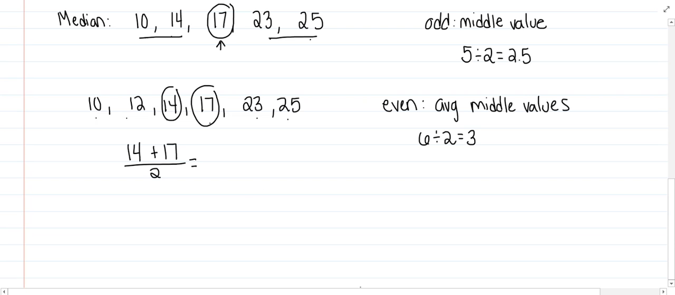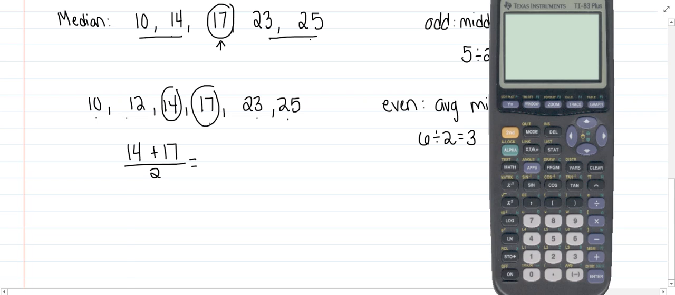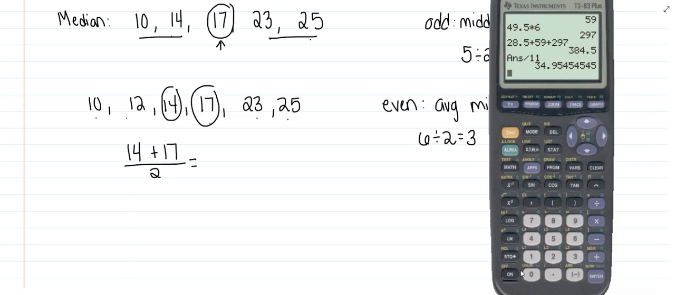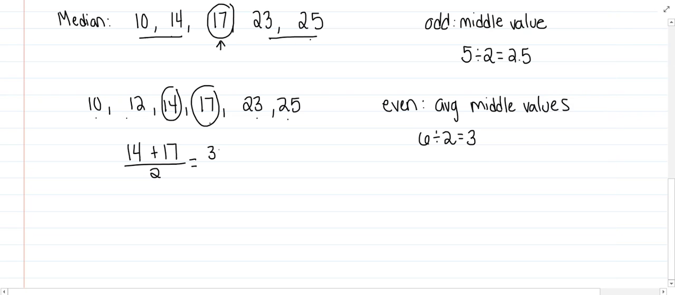Now 14 plus 17, I believe, is 31. Let's take a look. 31, and 31 divided by 2 is going to be 15.5. So the median of this data set is 15.5, even though it doesn't appear in the data set. Okay, so when there's an even number of values, you can have a median that isn't actually in the data set. Okay, it's just in the middle of all of this data.